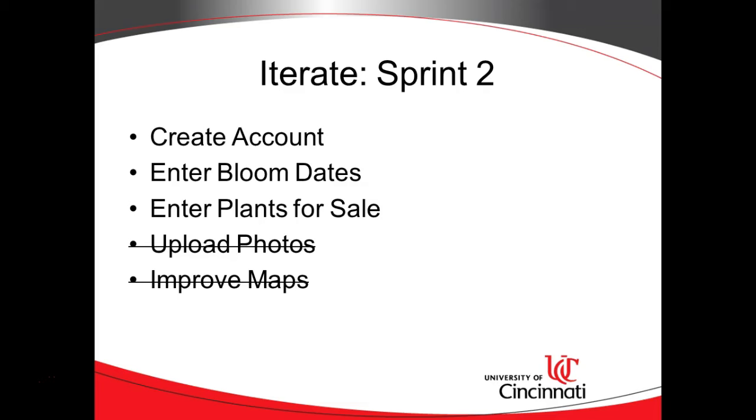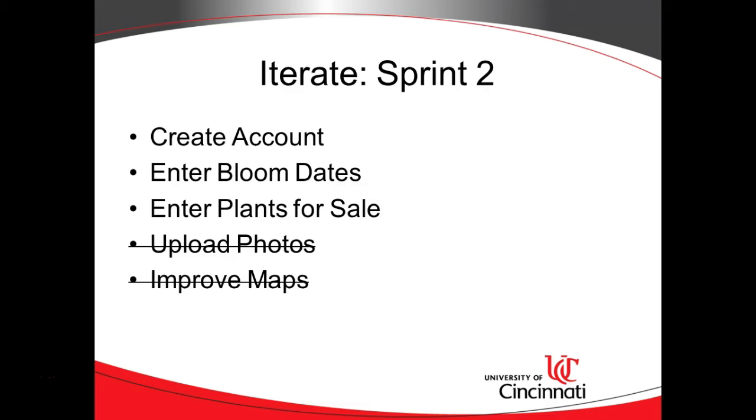Okay, so sprint 2. This is the second iteration, our second time around. Create account, I added that, so I ended up removing that later. Enter bloom dates and enter plants for sale. Those didn't really turn out too well just because I was the only one who used it. But nonetheless, I saved that for sprint 2.